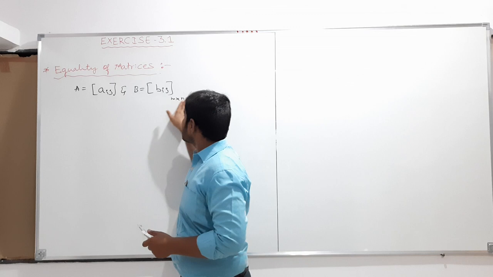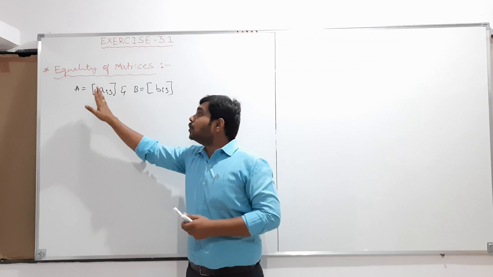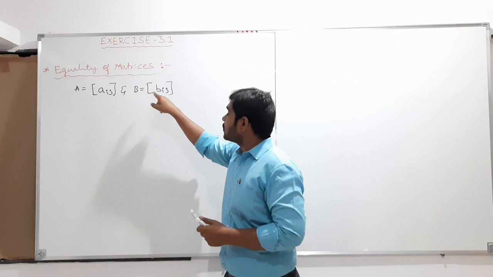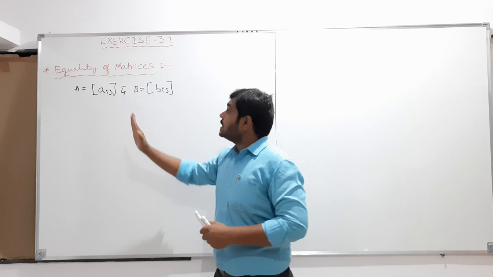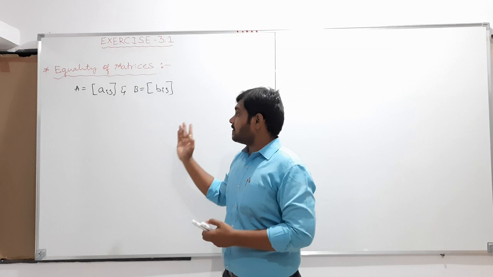Before explaining, I'll take the two matrices. A equals Aij, this is just the notation, and this is another matrix, B equals Bij. So here I'm taking B and here I'm taking A, so don't be confused, this is just the notation. We have the two matrices, and please remember students, these two matrices are said to be equal if they satisfy the conditions. So what is the first condition?